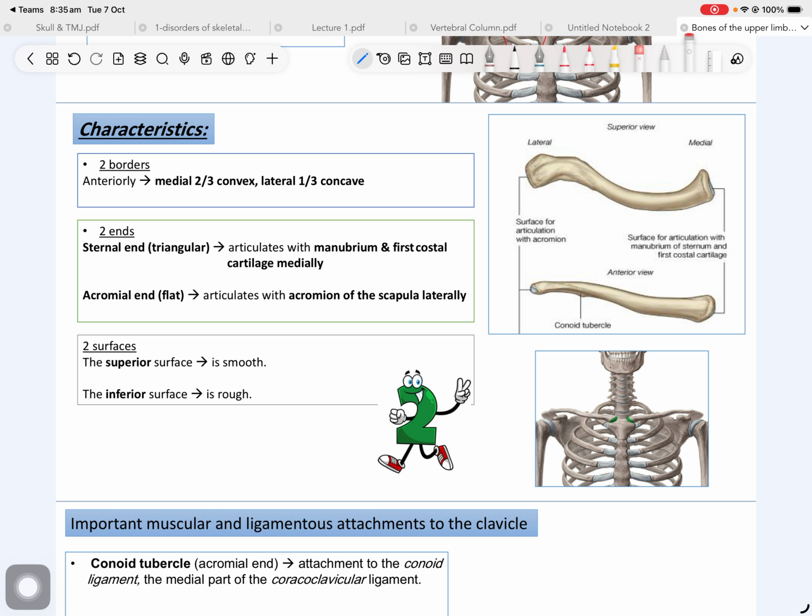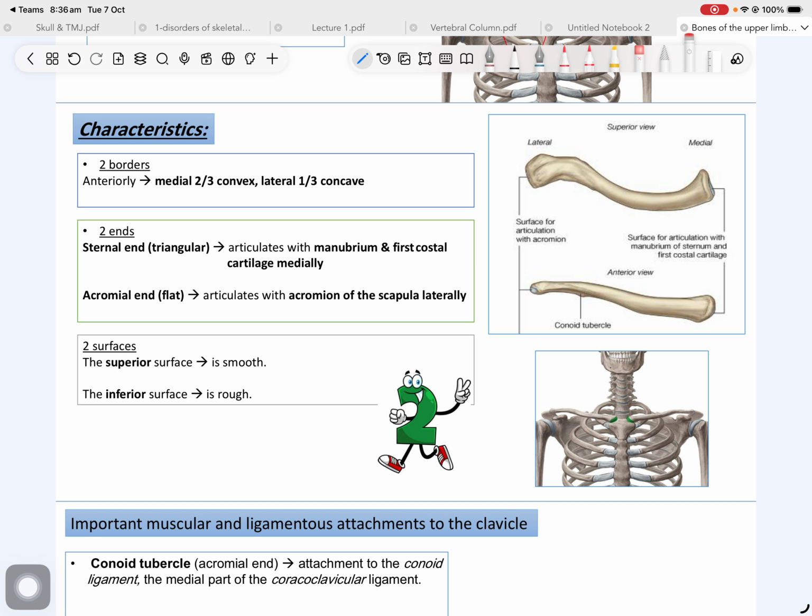Okay? So, to which part of the sternum is it attached? It is mainly attached to the manubrium, which is the upper part of the sternum, and the first costal cartilage. Next, we have the lateral end here. So this is the lateral end because it is located laterally. It is a flat end.